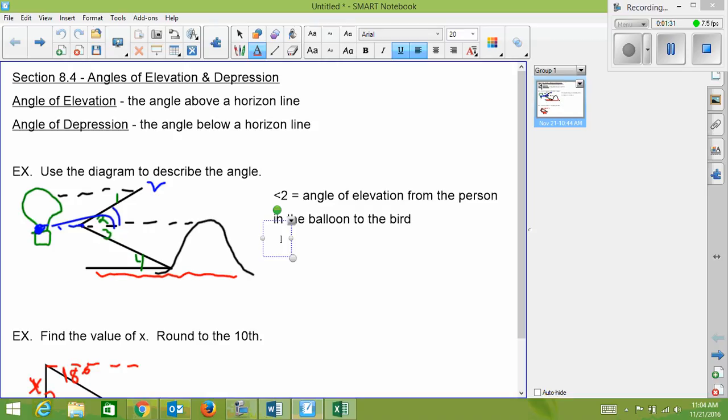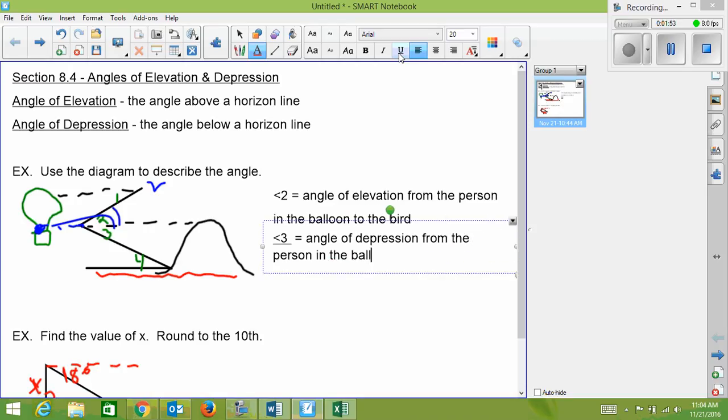Then, if I wanted to know angle 3, if you look at it, is that depression, is that going down or going up? So we'd say it's an angle of depression from the person in the balloon to the base of the mountain. That's all they're asking for there, is just describe what the angle is. First of all, is it an angle of elevation, opening up and going upwards, or is it going down, an angle of depression?